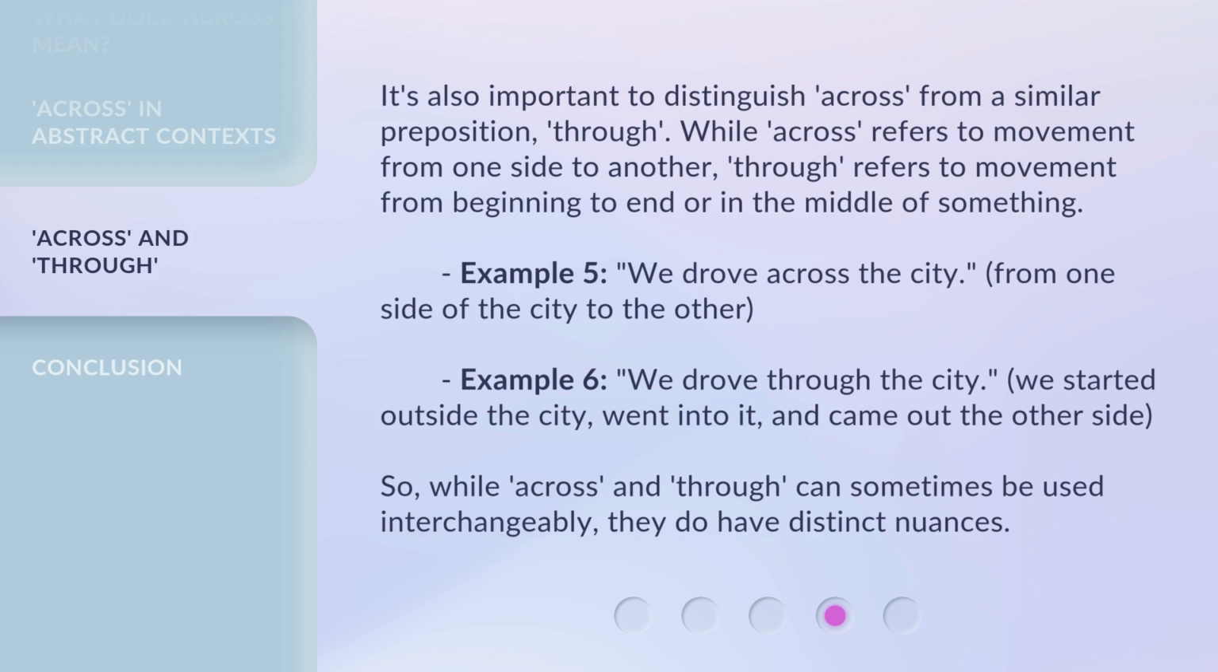Example 6. We drove through the city. We started outside the city, went into it, and came out the other side. So, while across and through can sometimes be used interchangeably, they do have distinct nuances.